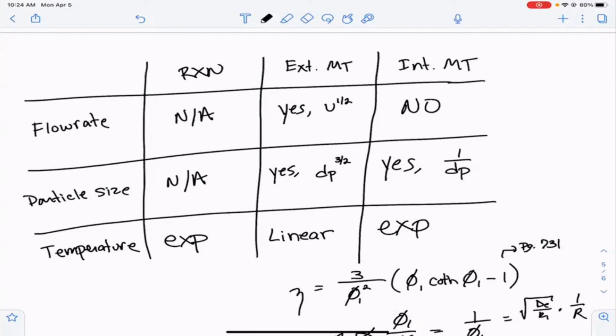Okay. So in our next lecture, we're going to take a look at some experimental data, and we are then going to use that data to understand in which regimes we might be controlled by the reaction kinetics, external mass transport, or internal mass transport.